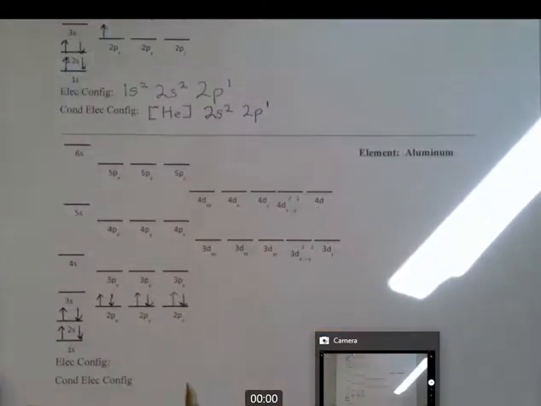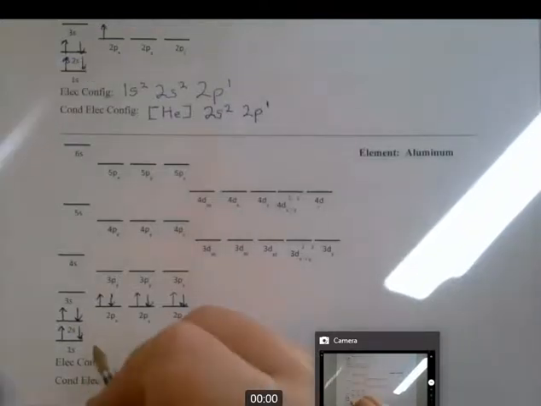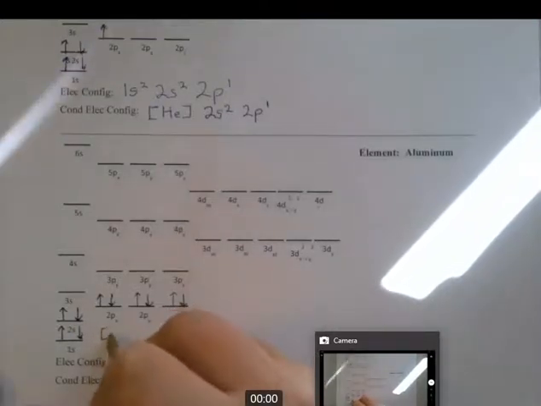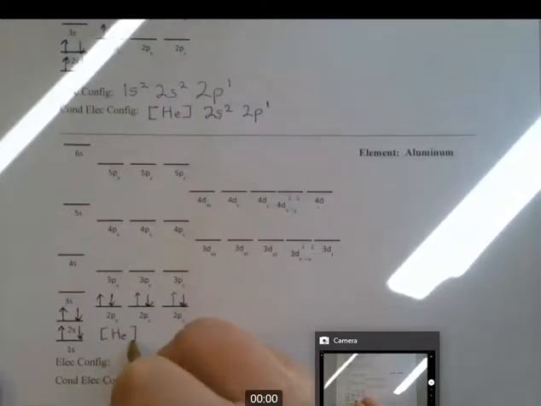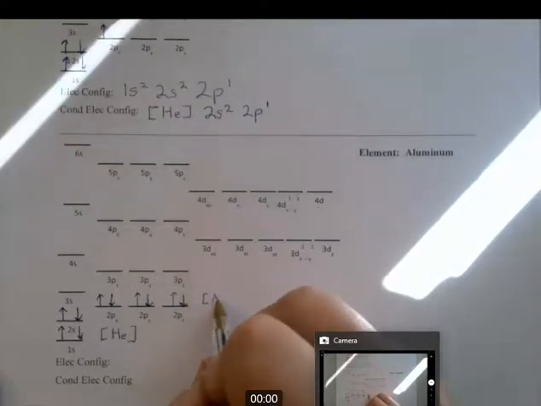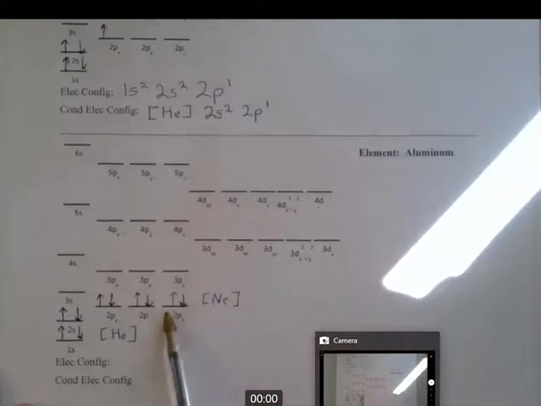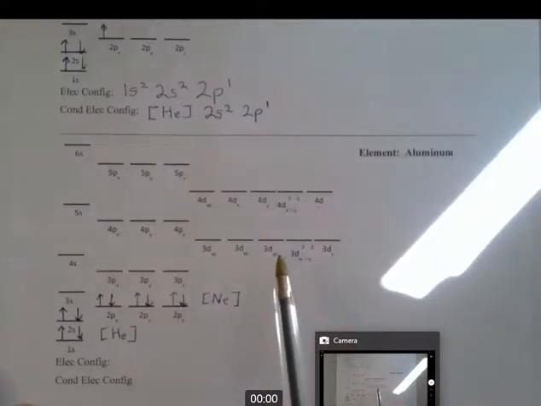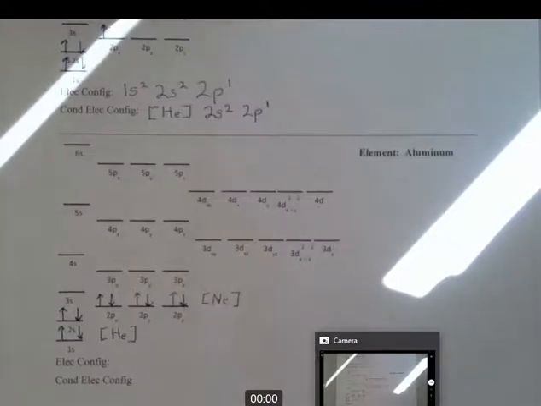An important point to understand is whenever you have a full p orbital, that's a noble gas. The only exception is the 1s orbital, which is helium. So we're going to put that in a block here. At the end of the 2p orbital, you have neon. So anytime you get to the end of a p orbital, it's not true of a d orbital or an f orbital, it's only true of p orbital, that represents a noble gas.